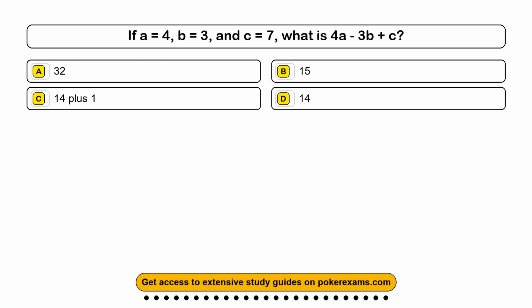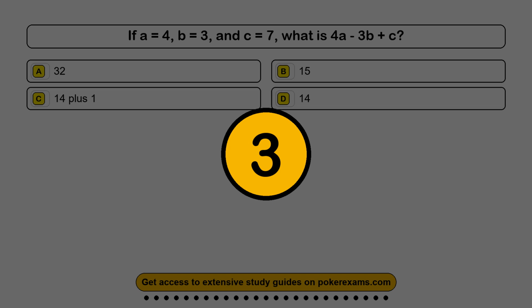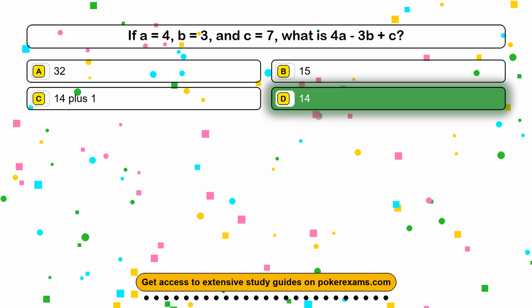Question 8. If A equals 4, B equals 3, and C equals 7, what is 4A minus 3B plus C? Option A 32. Option B 15. Option C 14 plus 1. Option D 14. The correct answer is option D, 14.